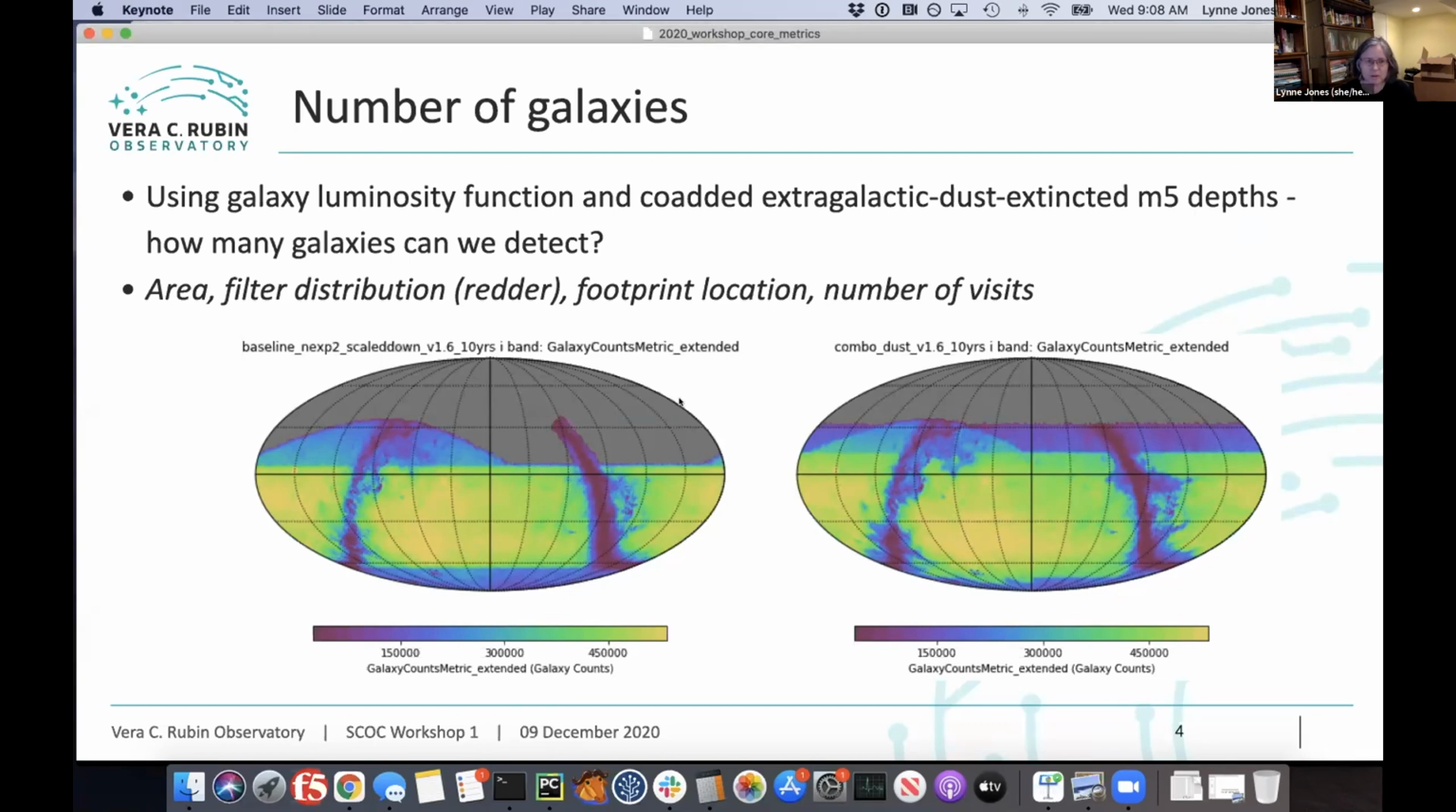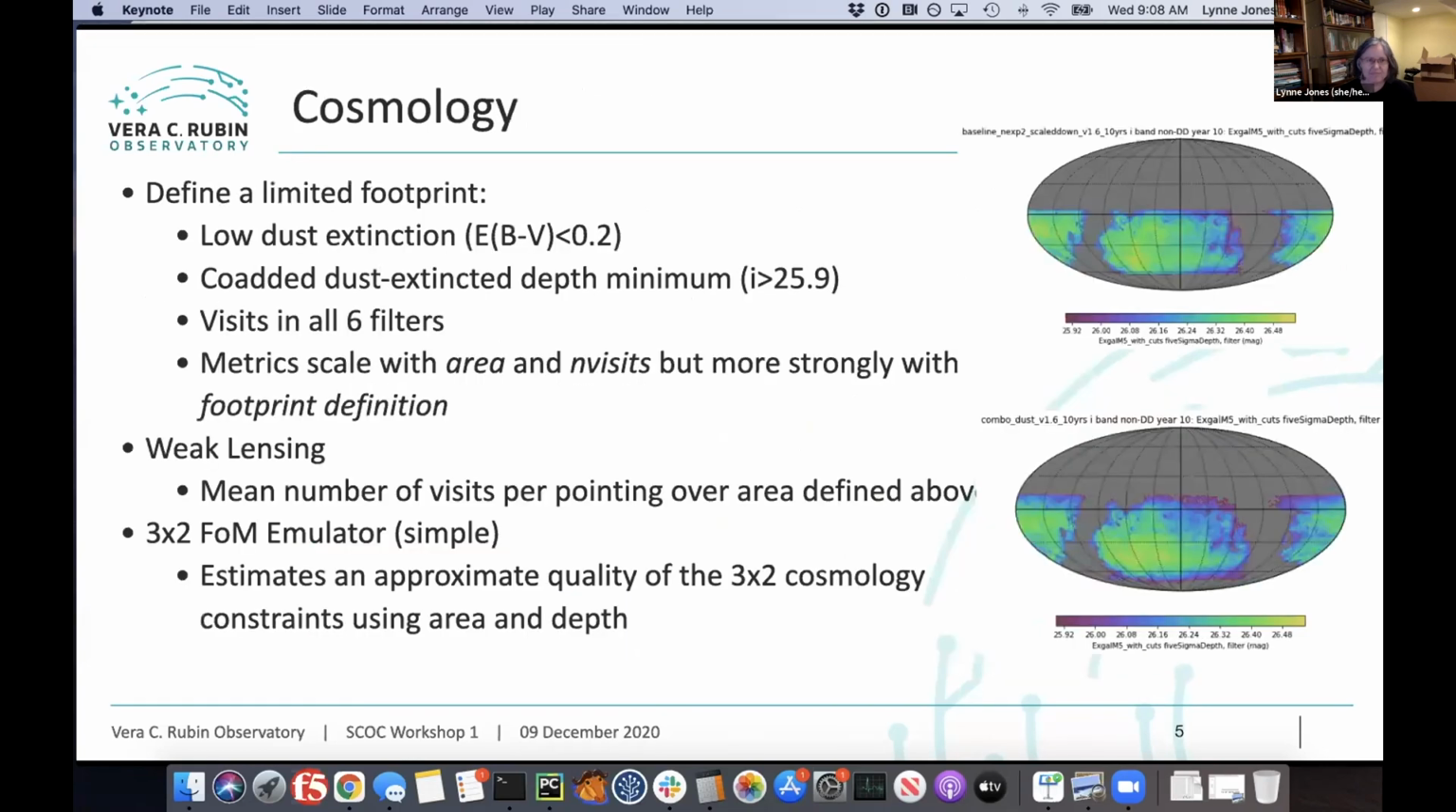So you can see an example of a baseline, traditional survey footprint on the left. And this is the number of galaxy counts per point on the sky. And on the right is the number of galaxy counts per point on the sky for a different simulation where we had a different footprint. You can guess which one of these might have had more galaxies. The one on the right.